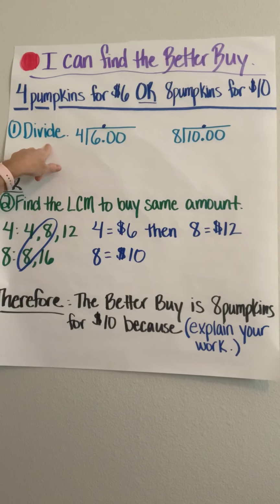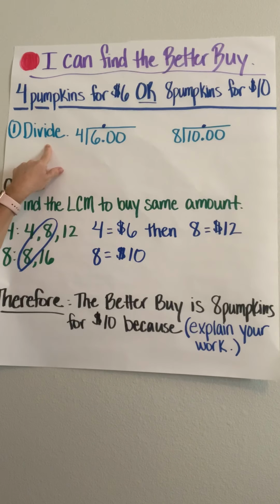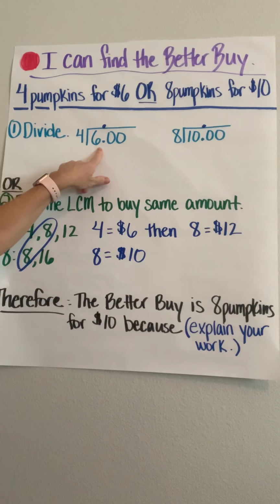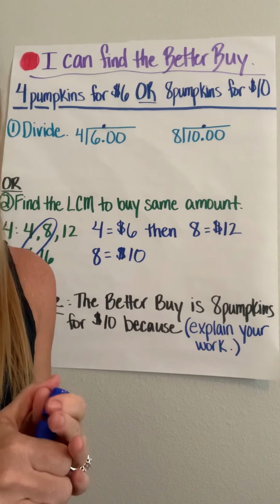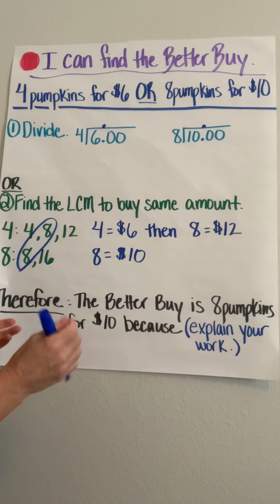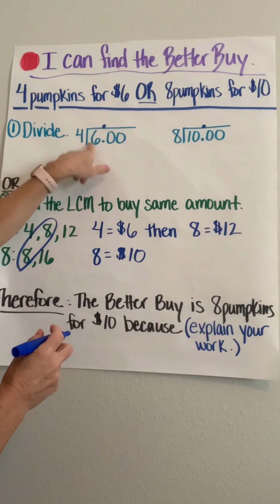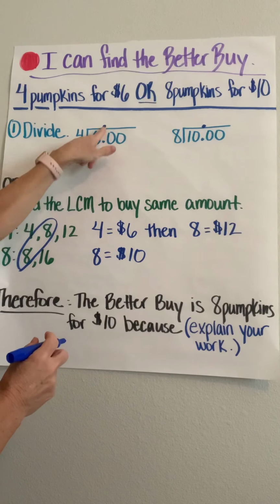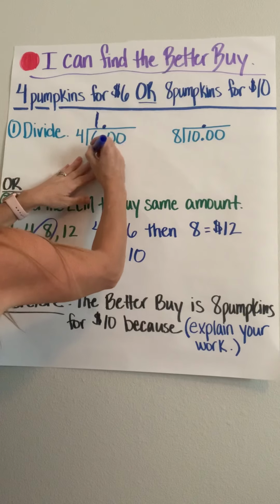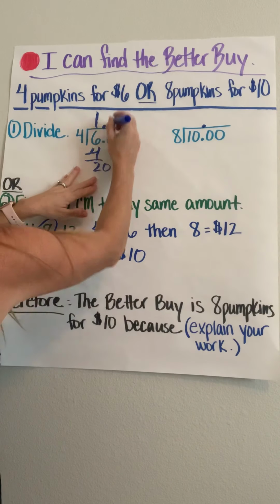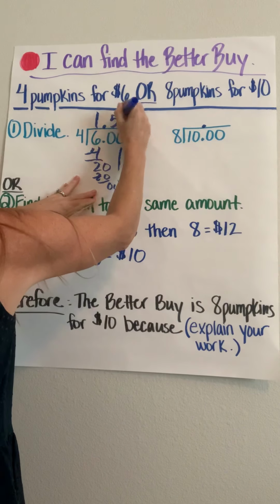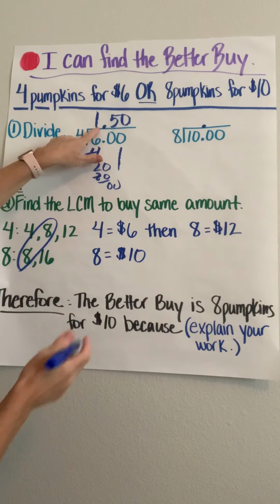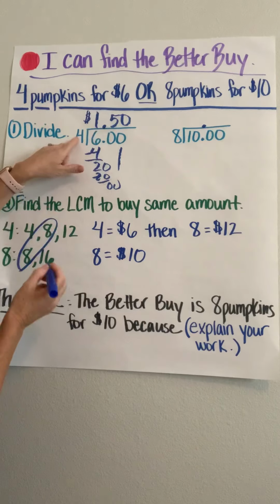The first choice is to divide. This is finding the unit cost, or how much one pumpkin would cost you for 4 for $6 and how much one pumpkin would cost you for 8 for $10. This is the 6th grade skill, but you can do it if you prefer. So you take the money and you put the money inside the house and you place your decimal up, and then you just do your division, and I'm going to go through it fairly quickly because we've already done long division. So the 4 for $6 is going to cost me $1.50 per pumpkin.